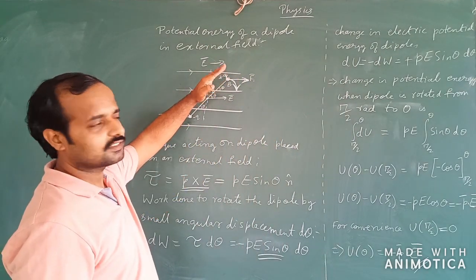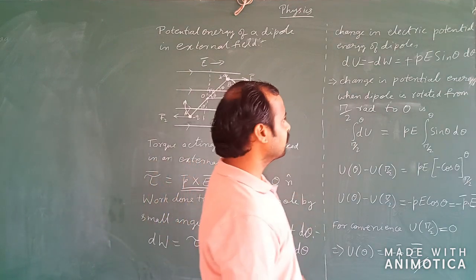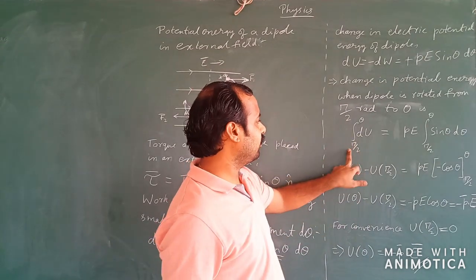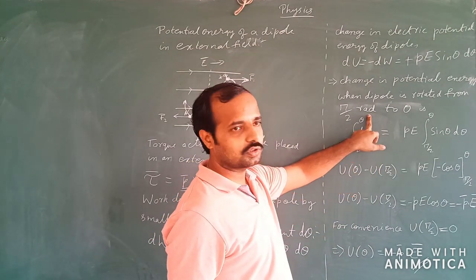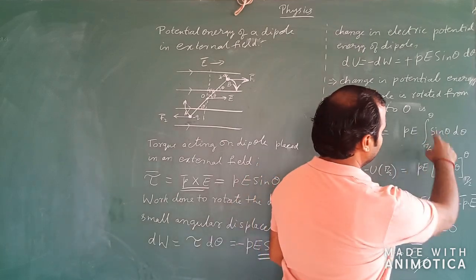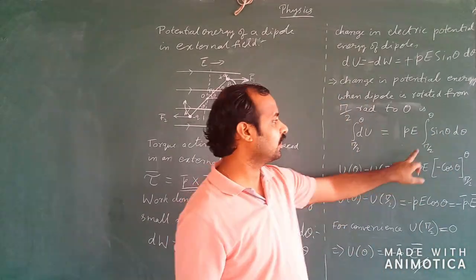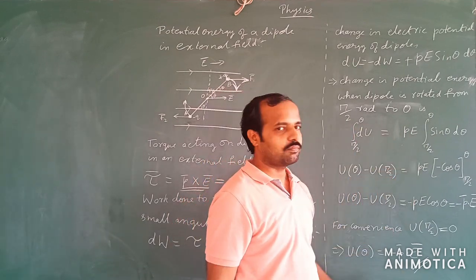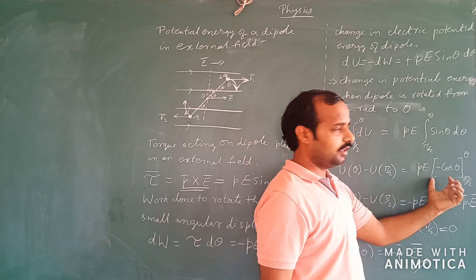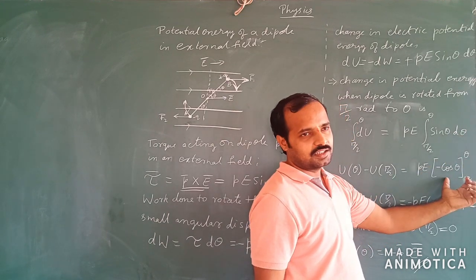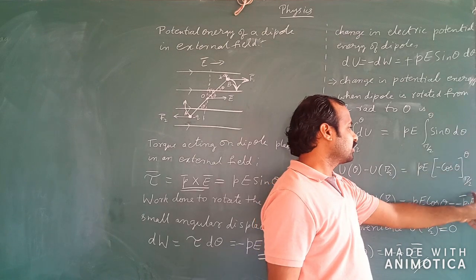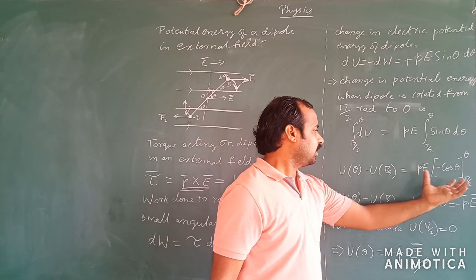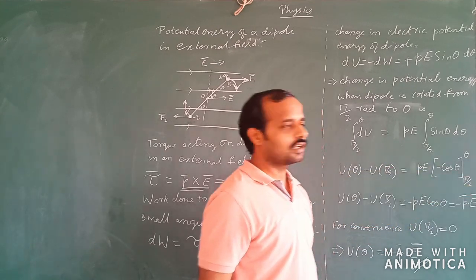then from the perpendicular position to a position where theta is equal to theta, if I want to find the change in potential, then the total change in potential will be given by the integral of dU between the limits pi by 2 to theta, equals P into E integral of sin theta d theta between the limits pi by 2 to theta. On integrating, we get U of theta minus U of pi by 2 equals P into E, and the integration of sin theta is minus cos theta between the limits pi by 2 and theta. Now remember one thing, here I have to substitute the upper limit first and the lower limit next.